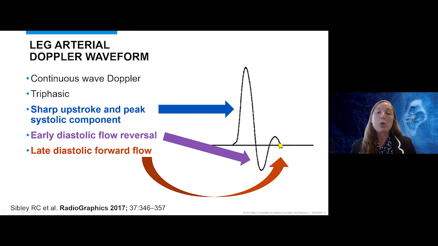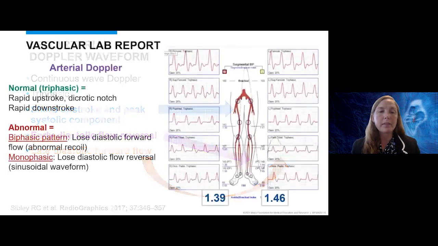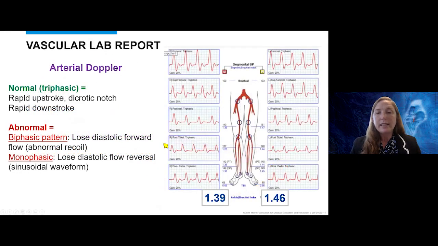So this would be a normal arterial leg Doppler waveform with that triphasic sharp upstroke, peak systolic component, this in the purple, the early diastolic flow reversal, and then late diastolic forward flow. So this is a good mental image to have for what that normal triphasic arterial leg Doppler waveform looks like. This is an example of a vascular lab report with the arterial Doppler waveforms. Again, this is not the PVR, this is the arterial Doppler waveforms.